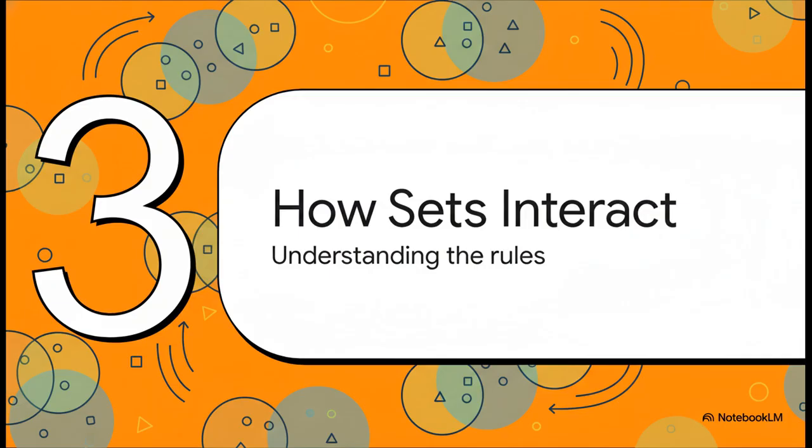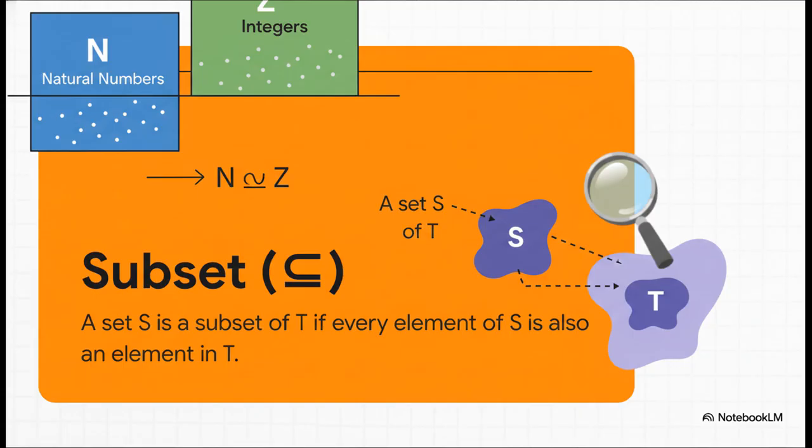Okay, so we know what sets are. We've met the main players, but their real power, the real magic, comes from how they relate to each other. There are these clear, logical rules that govern how they interact, and this is where it gets really interesting. Probably the most important relationship is the idea of a subset. A set S is a subset of T if, and this is the key part, every single element of S is also inside T. Remember the natural numbers? Since every natural number is also an integer, we can say that the set of natural numbers is a subset of the set of integers. It's like one box fitting perfectly inside a bigger one.